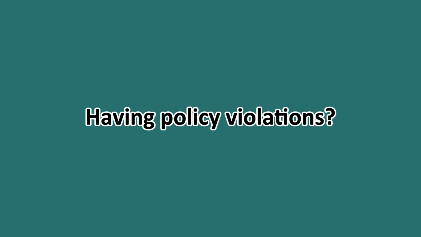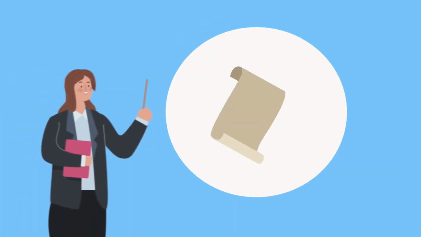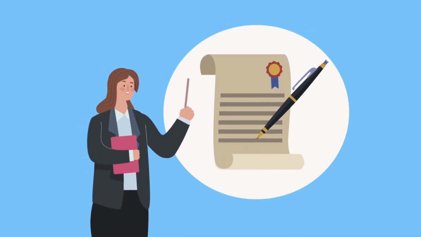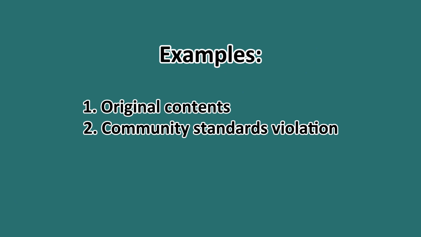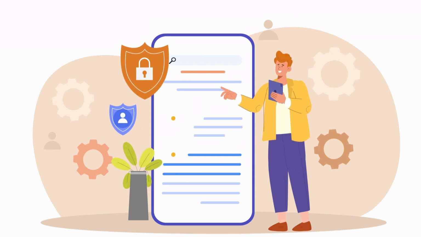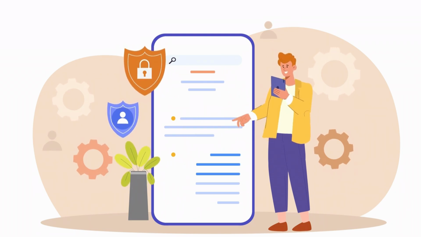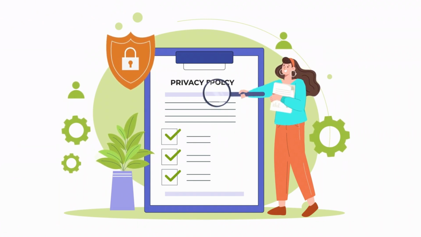Now, if you're having policy violations, if that's your case, you'll need to understand the specific violation. Now, Facebook should tell you which policy you violated. For example, original content, community standards violation, etc. Now, when this is raised, you'll need to go through your recent content. This could be videos, posts, live streams, and identify anything that might violate Facebook's policies.